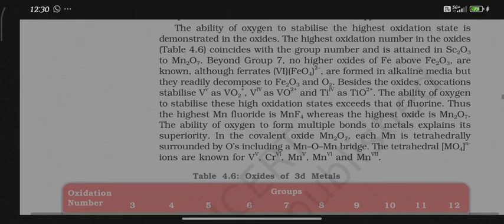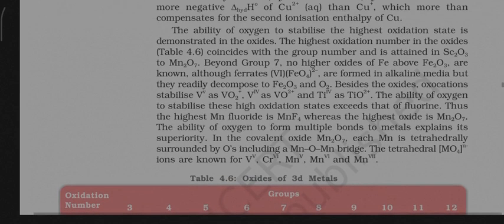The ability of oxygen to stabilize the highest oxidation state is demonstrated in the oxides. The highest oxidation number in the oxides coincides with the group number and is attained in Sc2O3 to Mn2O7. Beyond group 7, no higher oxides of Fe above Fe2O3 are known. Although ferrates are formed in alkaline media, they readily decompose to Fe2O3 and O2.